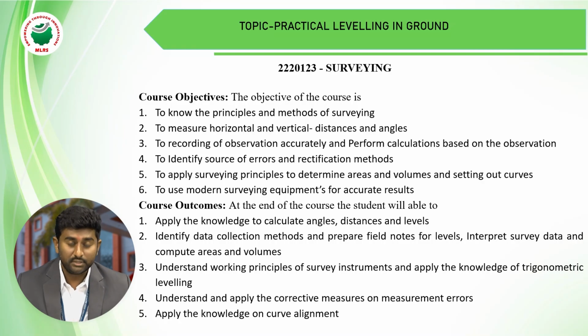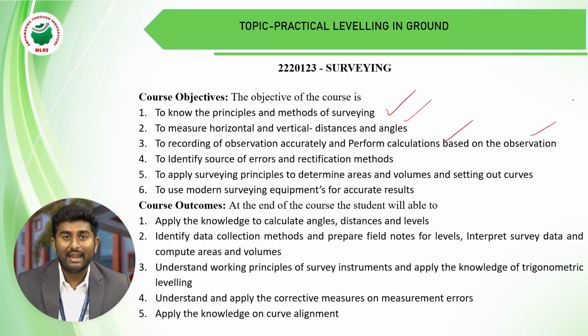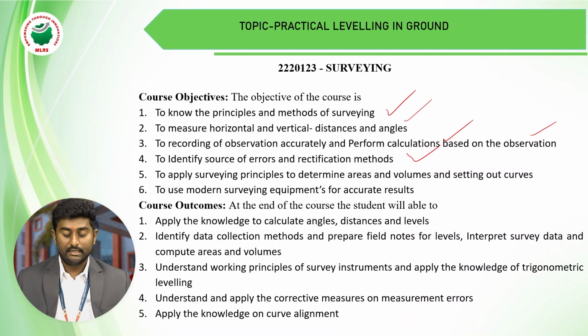First one is to know the principles and definition of surveying. Second course objective is to measure the horizontal and vertical distances in the ground. Third course objective is recording the observations and accurately performing calculations based on the observations in the land. Next, the fourth course objective is to identify sources of errors and rectification of the methods in surveying.